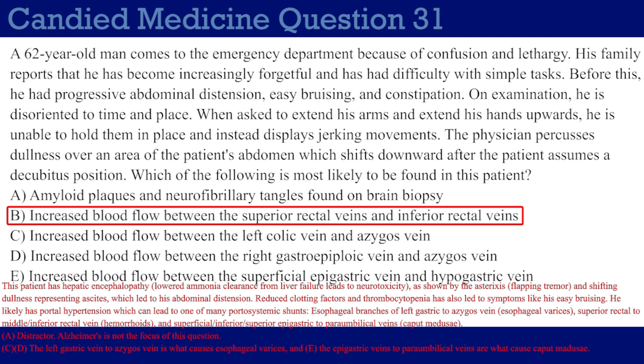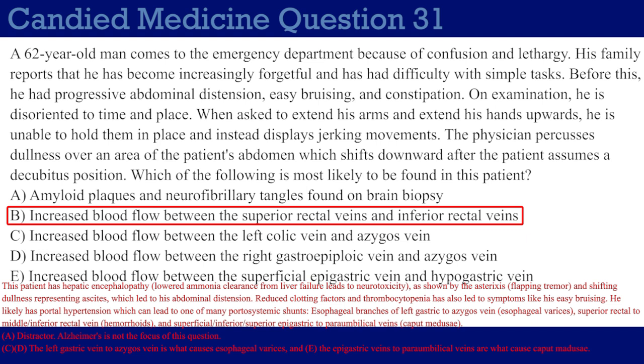So with that fresh in our minds, we can look at choices C and D, which correctly identify the azygos vein, but they do not identify the origin of the shunt correctly. It's supposed to come from the left gastric vein, not the left colic or right gastroepiploic vein. And similarly, choice E, superficial epigastric vein can be an origin for caput medusae, but it does not go to the hypogastric vein. It goes to paraumbilical vein.